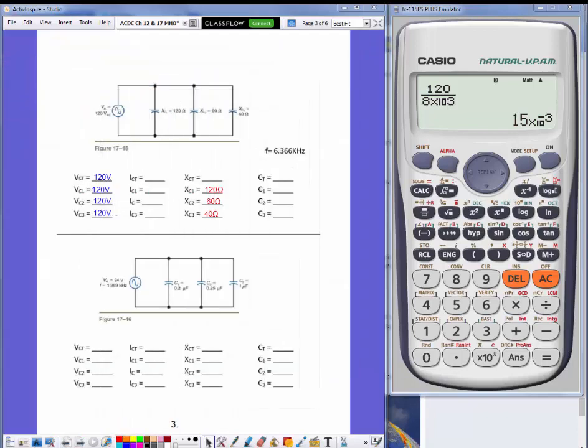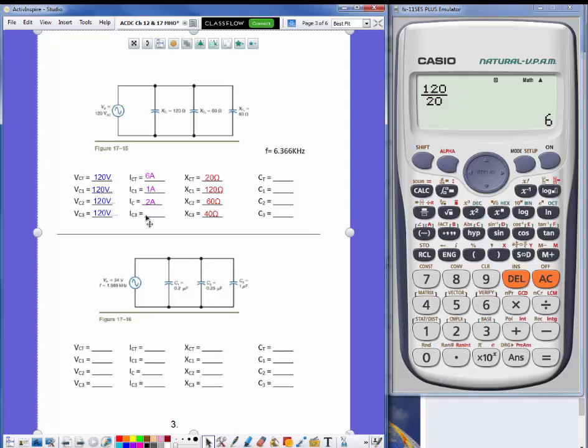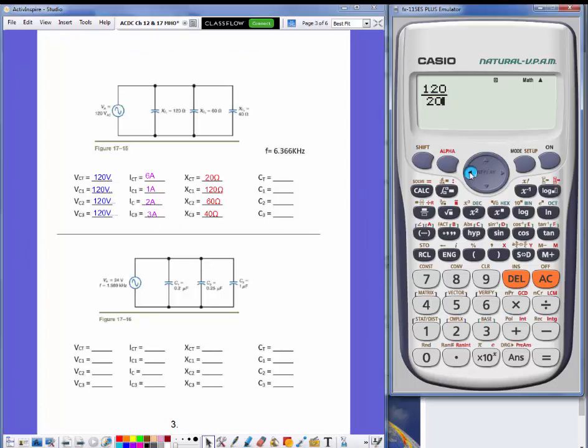If you don't know how to do that, I showed it at the beginning of this video, or you can find a video specifically teaching that on my YouTube page. And that gives us a total capacitive reactance of 20 ohms. Now we can use Ohm's law to find all of our current values. 120 over under 20 gives us 6 amps, 1 amp, 2 amps, and 3 amps.